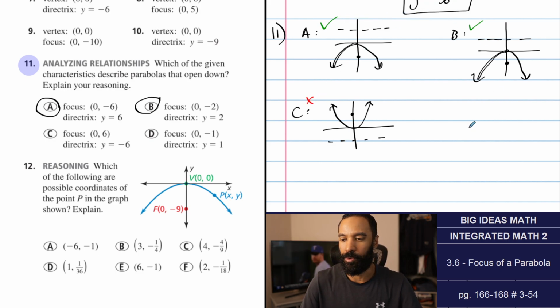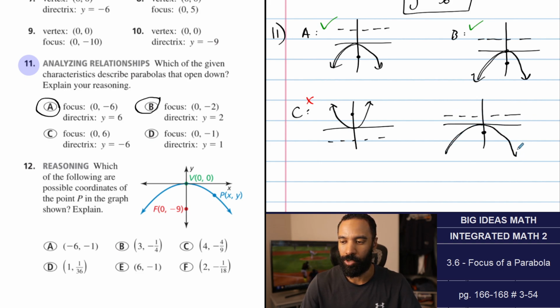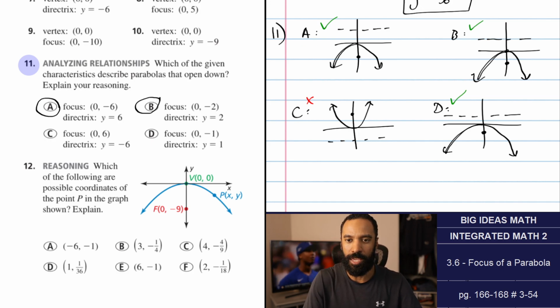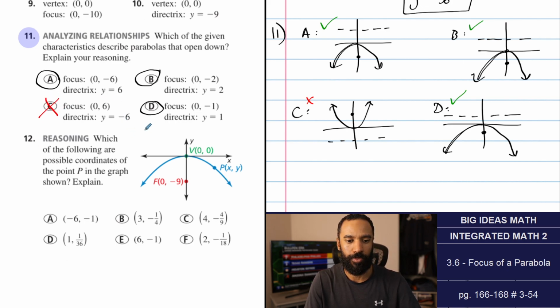And then D with your focus once again below, your directrix is above at 1, focus is below at negative 1, 0, negative 1. That's going to open downward as well. That's D. D also applies. So all three of those, A, B, and D apply. C does not apply for that reason. It's just the way that it opens with respect to the focus.